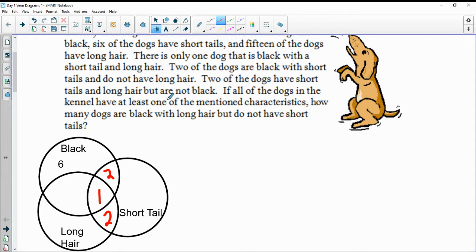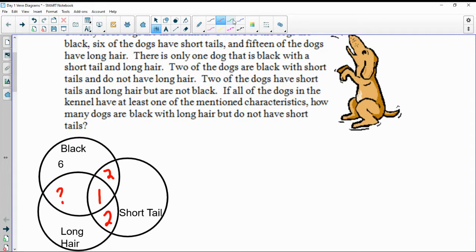So if all the dogs in the kennel have at least 1, in other words, every single spot is going to have at least 1, that's what that's saying. So one of the mentioned characteristics, how many dogs are black with long hair but don't have short tails? So black with long hair. That's this piece. But then they're saying, but don't have short tails. So we're cutting that out. So they're basically asking us what's in there.